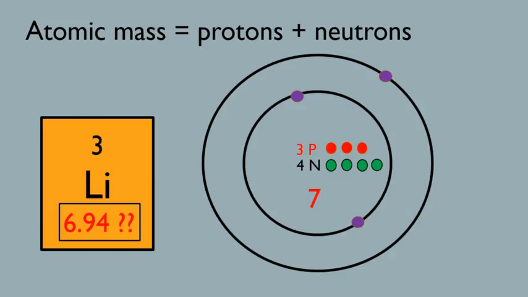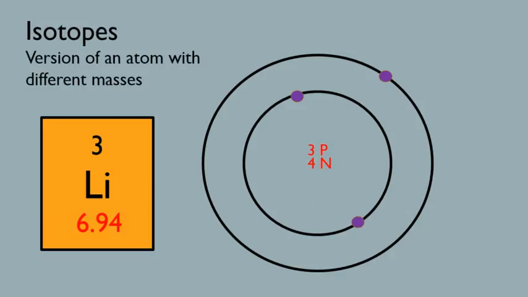Well, the answer to that is that 6.94 represents an average of all the different lithium atoms. So most lithium atoms have this organization of 3 protons and 4 neutrons with a mass of 7, but some will have a mass of 6. And that leads us to what we call isotopes. Isotopes are versions of the same type of atom, but with different masses.